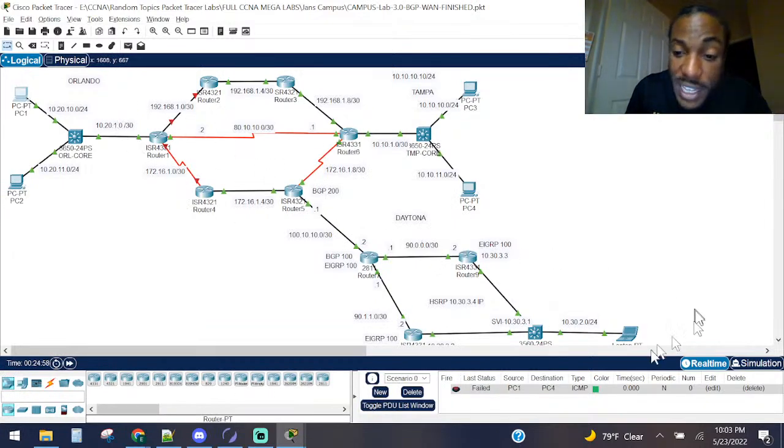Now, we couldn't make it to Daytona, was where the problem lied, right? And we just kept doing the traceroute. I just kept doing it over and over again, and it just kept dying right here. Why is that? Well, does he have a route going that way?